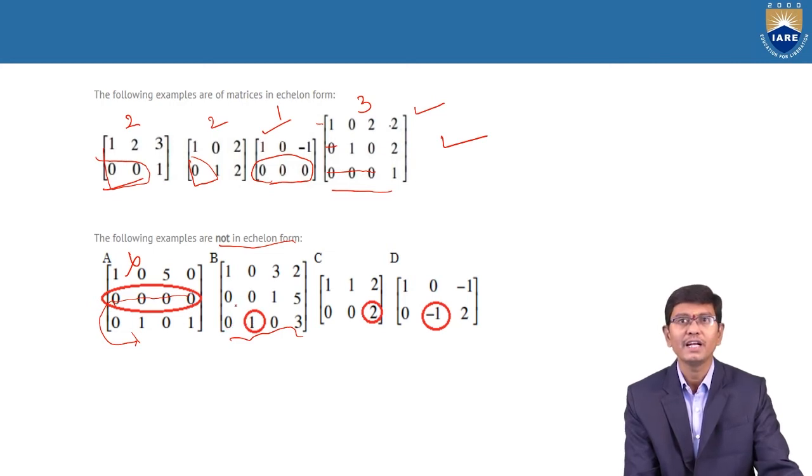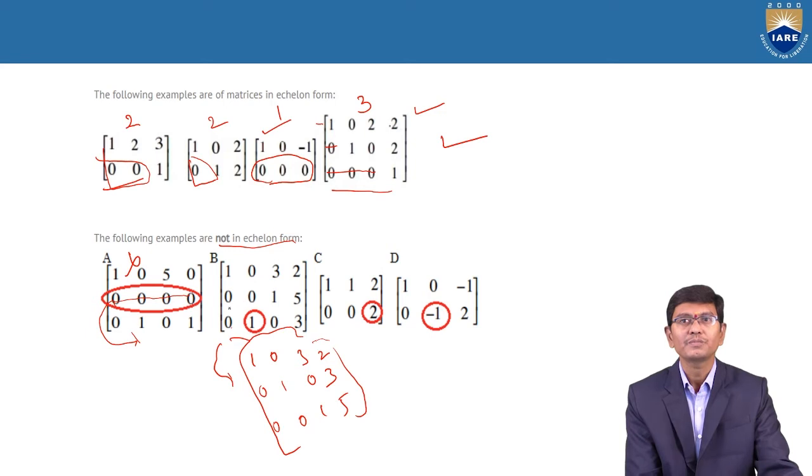But we require an increasing order. The second row has 2 zeros before the non-zero number, but the third row has 0 zeros. Actually, to satisfy echelon form, the matrix should be changed by swapping the second and third rows: the second row becomes 0 1 0 3, and the third row 0 0 1 5. If the matrix is given like this, then only it is said to be in echelon form. But in this example it is not in that form. Therefore, this is also not echelon form of a matrix.